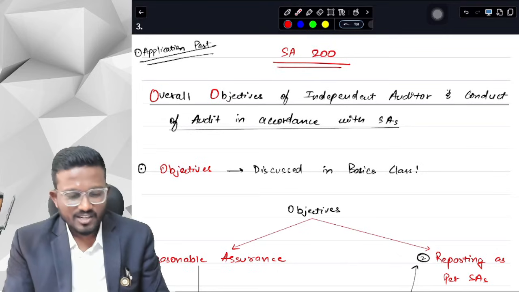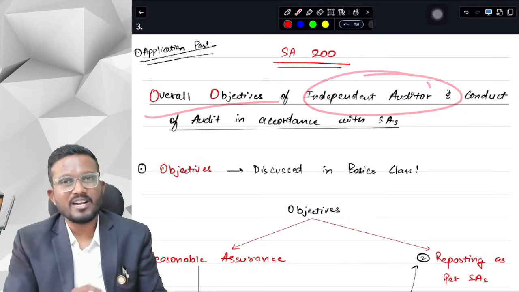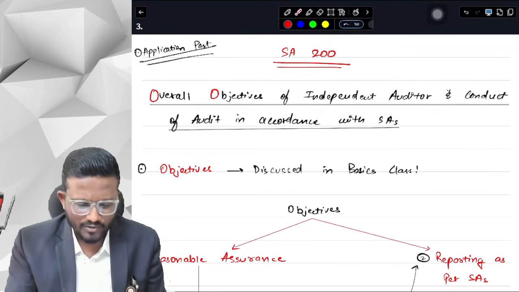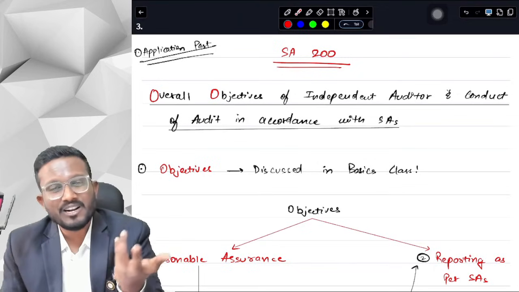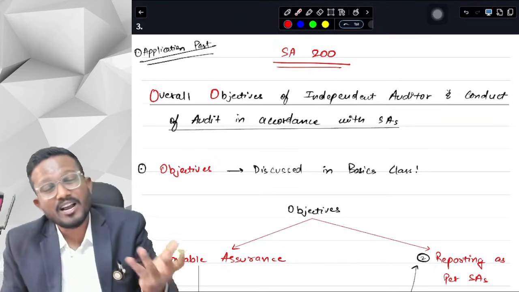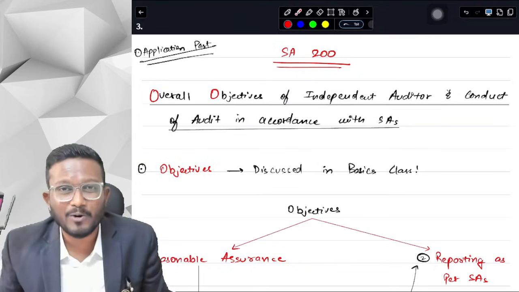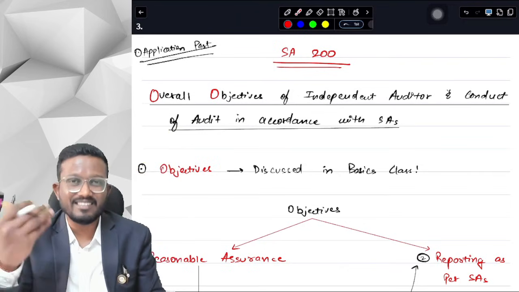Okay, yes sir. So it talks about the overall objectives of the independent auditor. We have already discussed the objectives of the auditor in your basics class, in your first class, but obviously, sir, we don't remember what we studied one hour before. So how can we remember what we studied one or two lectures before? So basically I will just definitely revise it for you.